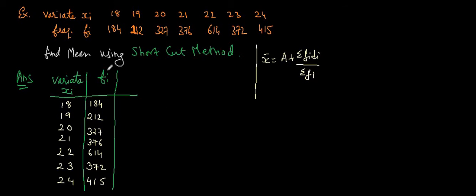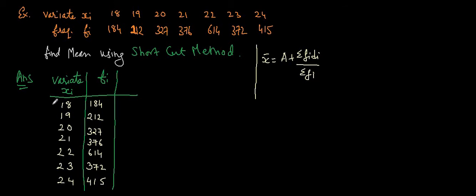A is the assumed mean. As I told you before, the frequency having the highest value will be considered, and the assumed mean is the xi related to it. So here 614 is the highest frequency, and the xi corresponding to that is 22. That is going to be our assumed mean.